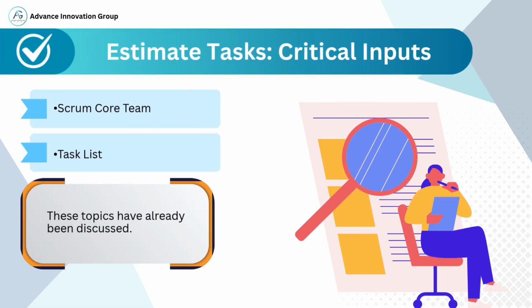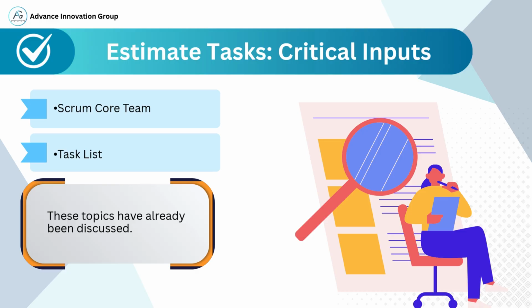In this segment, we are revisiting two key inputs that play a crucial role in the effort estimation process: the Scrum core team and the task list. Since we've already covered these in earlier discussions, let's briefly reinforce their importance in the current context. The Scrum core team, which includes the Scrum Master, Product Owner, and Development Team, is the driving force behind estimation.